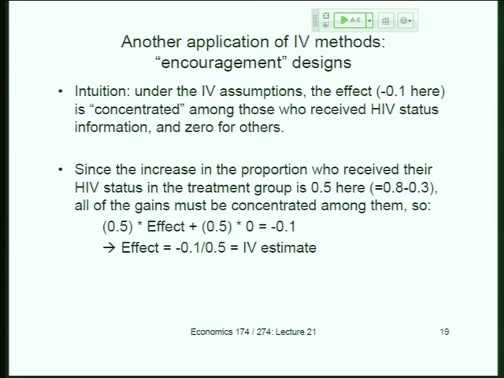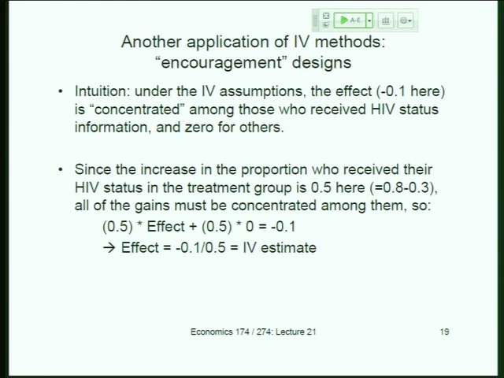If the exclusion restriction doesn't hold, then even people, say, who got cash but never went to retrieve their test, or people who were visited by a health worker but never went to get their test, could be seeing gains from the program or effects of the program. Under the IV assumptions, all the effect of the program is working through knowing your HIV status. So that's the intuition in an encouragement design, and this is intuition that's useful when you look at a broad range of IV studies. Under the IV assumptions, the whole effect is concentrated in that 0.5 of the population that got their HIV status.